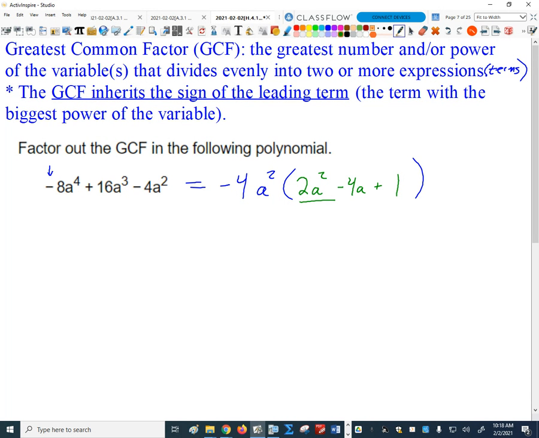Everybody good with that? And once again, I'll make a little note here for you guys on your notes. This is the least common power. Common meaning for A, for the base A. Okay? The smallest power of the variable is what gets factored out.